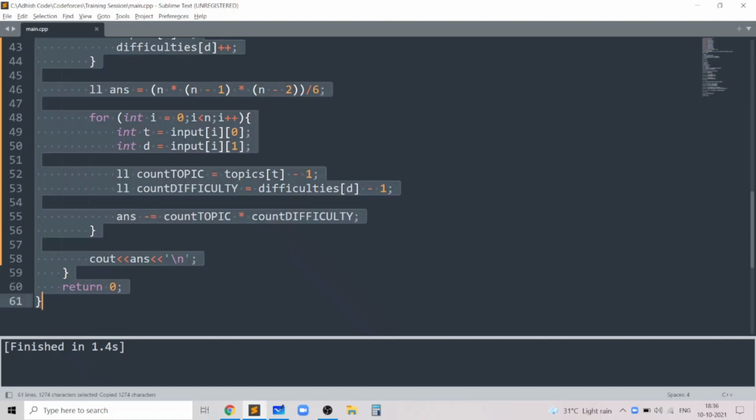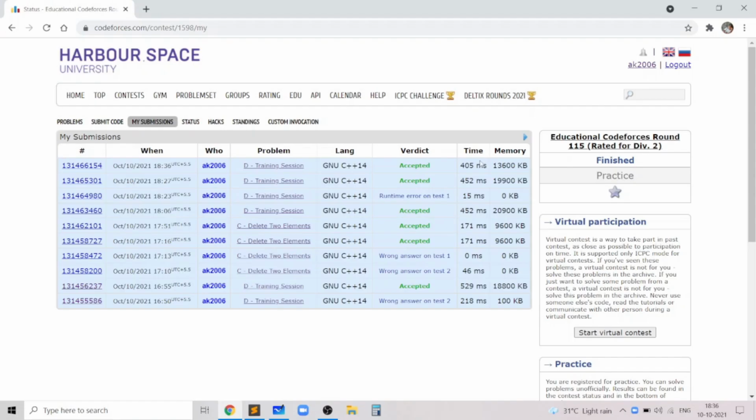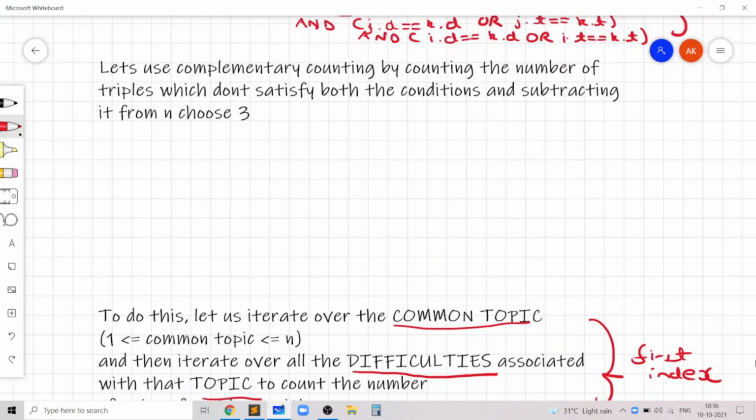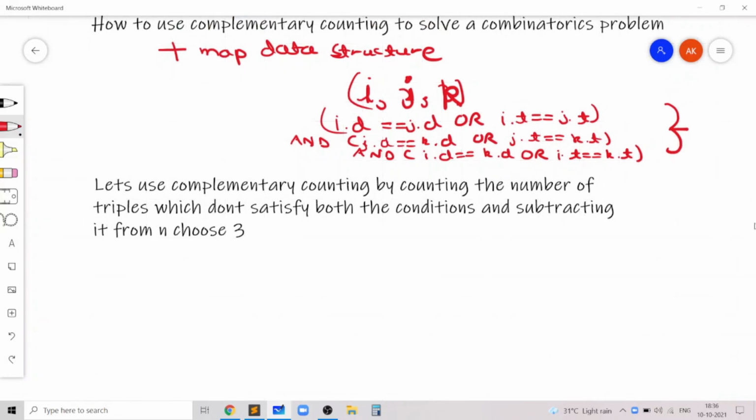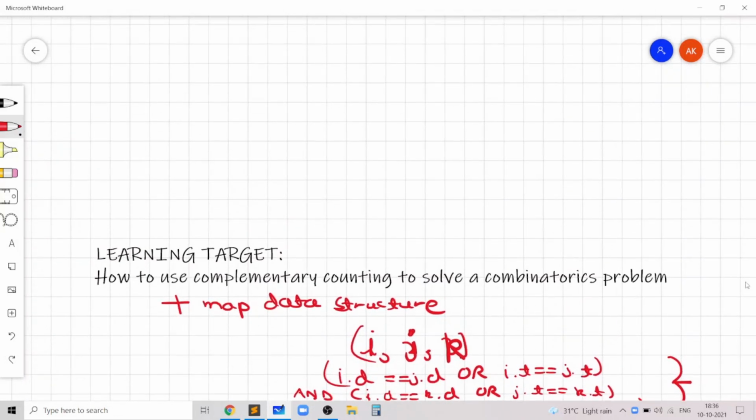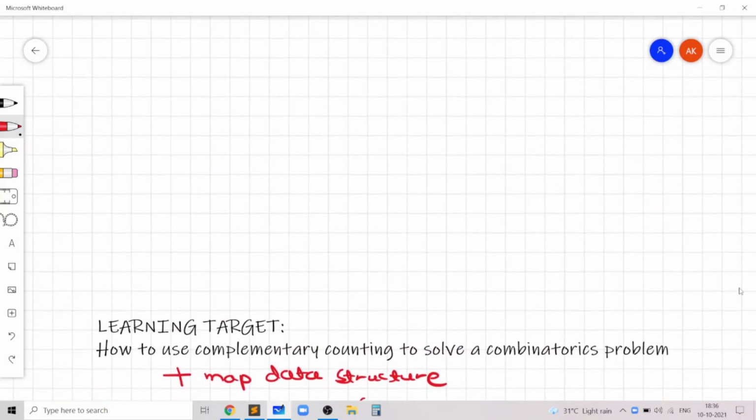And now I'll just submit this code to see that it gets accepted. So as you could see, my code got accepted. And as you could see, this problem taught us how we can use complementary counting and the map data structure to solve this particular combinatorics problem.